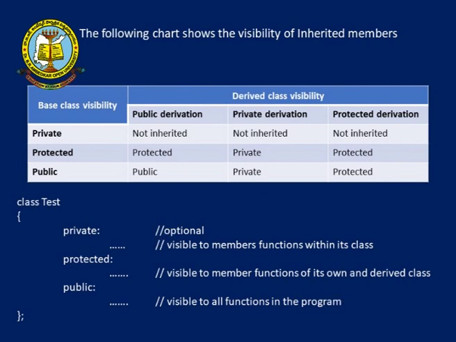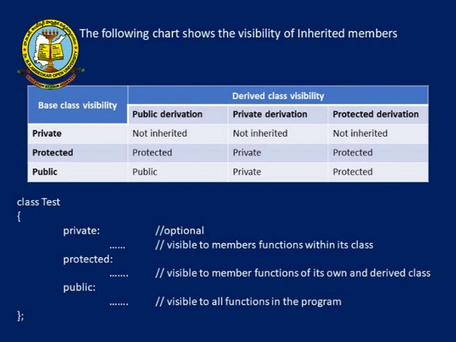Next, the base class visibility when it is protected. If the base class visibility is protected and the derivation of the new class is done in the public mode, the protected members of the base class will become protected members in the derived class.